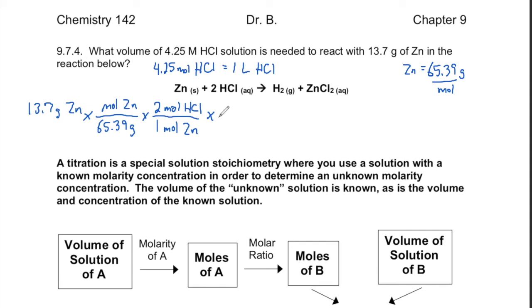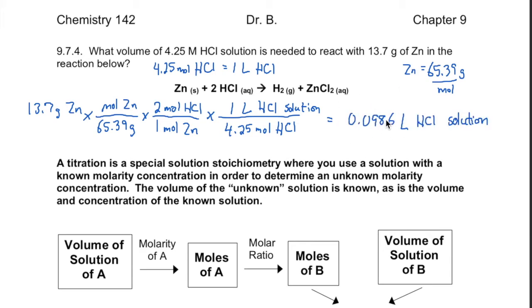Now we can use our molar concentration, our molarity. So at this point we will be talking about liters of hydrochloric acid solution. And it comes out to 0.0986 liters of hydrochloric acid solution. It just asked for the volume, so this would be a valid answer in liters. If you prefer to report milliliters, this is equivalent to 98.6 milliliters of our hydrochloric acid solution.